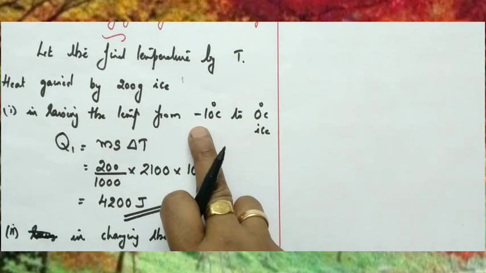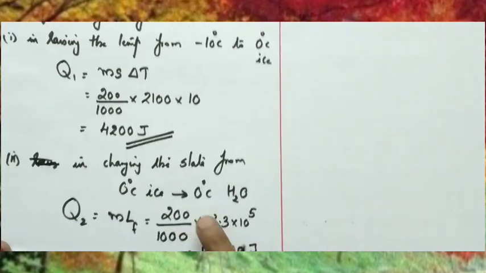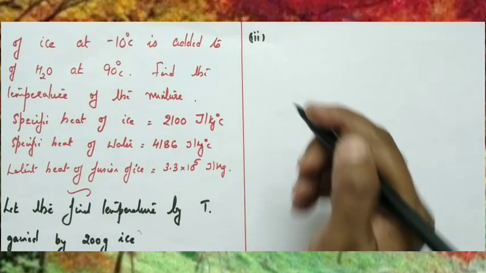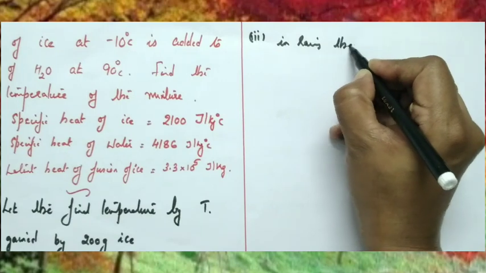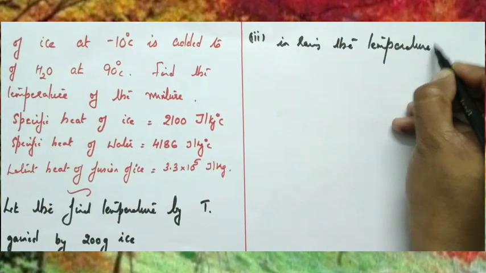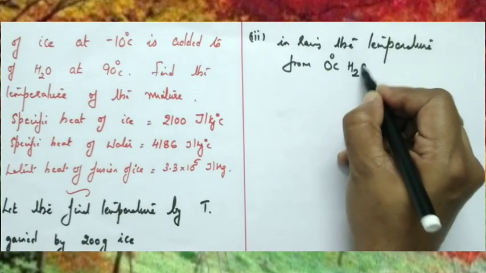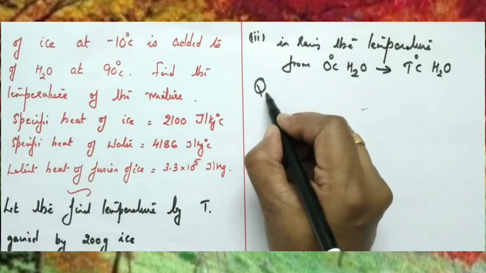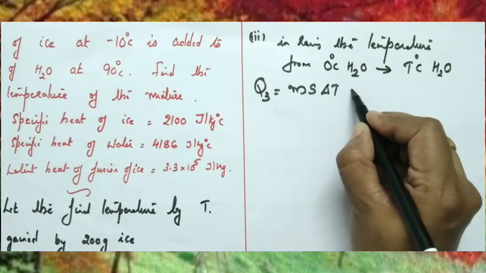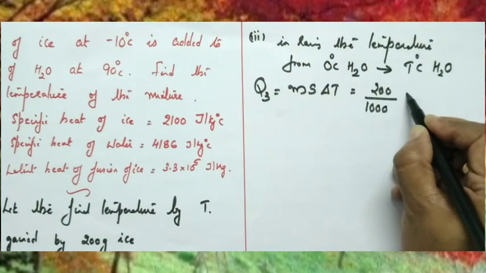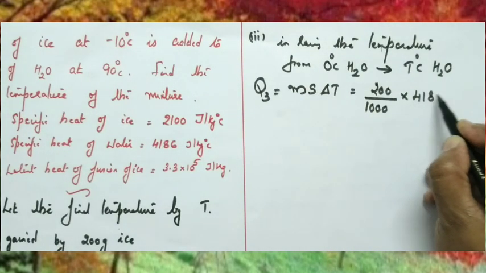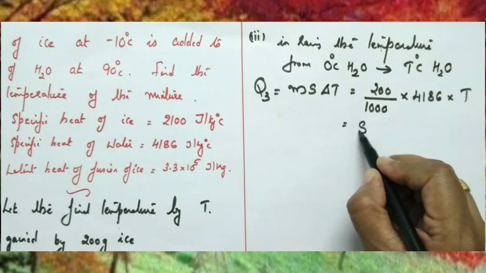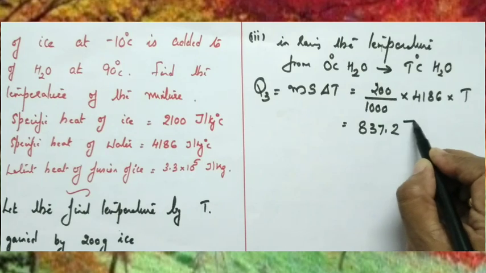Now, first we have calculated the quantity of heat from minus 10 degrees Celsius ice to 0 degrees Celsius ice, then 0 degrees Celsius ice to 0 degrees Celsius water, now 0 degrees Celsius water to some T degrees Celsius water, isn't it? So in raising the temperature from 0 degrees Celsius water to T degrees Celsius, here there is change in temperature. The quantity of heat, let it be Q3, equals m s delta T. M is the mass, 200 divided by 1000, into s, the specific heat capacity of water, 4186, and change in temperature is T minus 0, that is T. After simplification you will get the answer as 837.2 T joule.